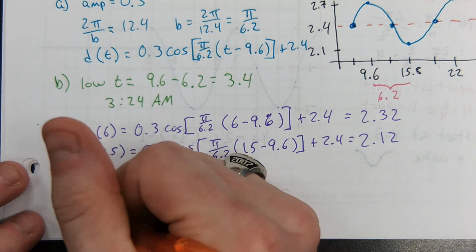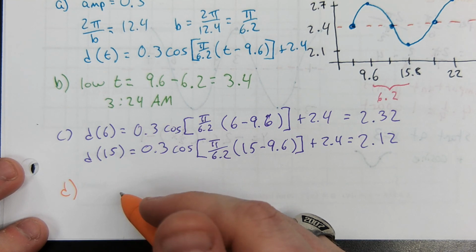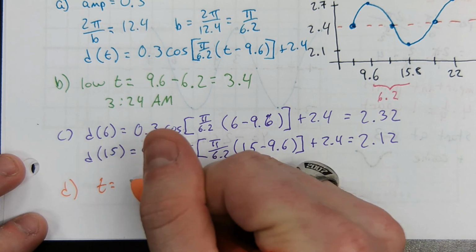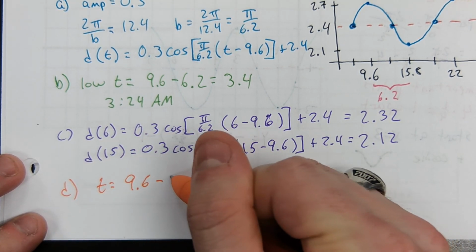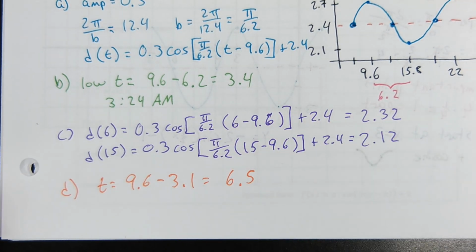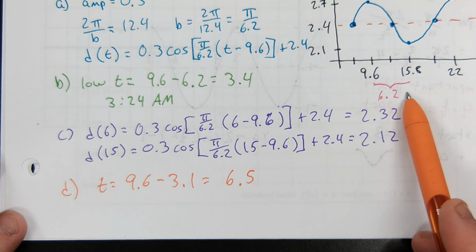So that time will be, and what were we looking for? What was the first time on July 4th? That time will be 9.6 minus 3.1, or 6.5. Did I do that math right? Okay. But wait a minute. It said the first time. So half a period back would actually be the first time.